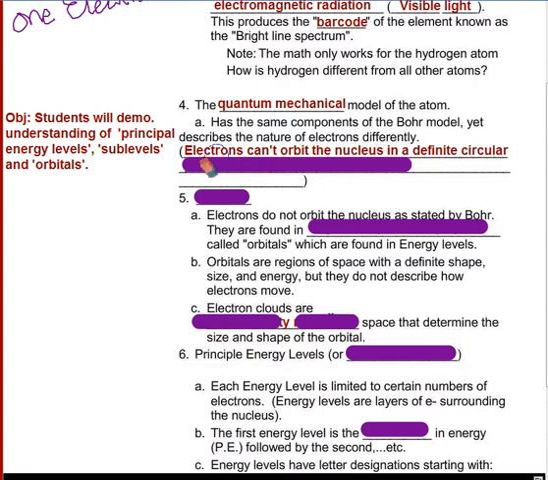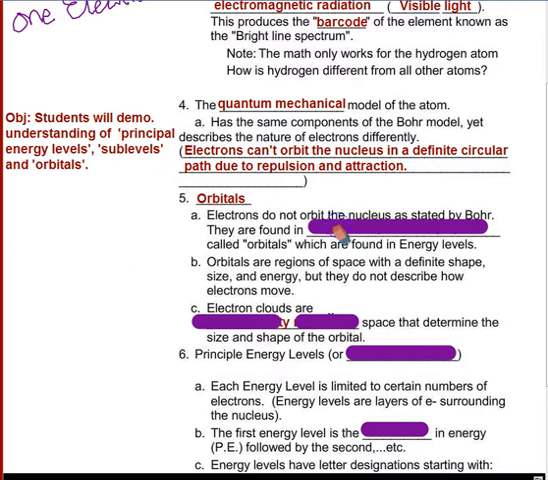Electrons cannot orbit the nucleus in definite circular paths because of the repulsion and attraction. Electrons are repelled from each other, and they're attracted to the nucleus. And so it'll never, ever work in a perfectly circular path. There's always ins and outs and that sort of thing. And we've also discovered that electrons act as waves. Okay? And part of the wave pattern is this orbital.